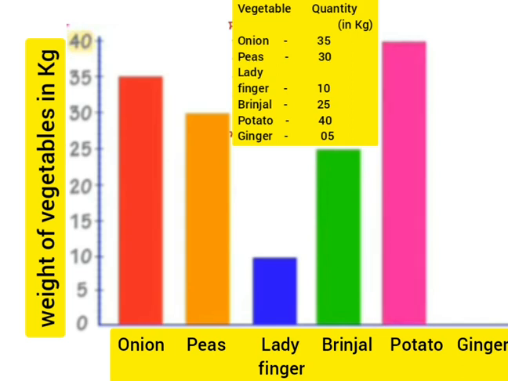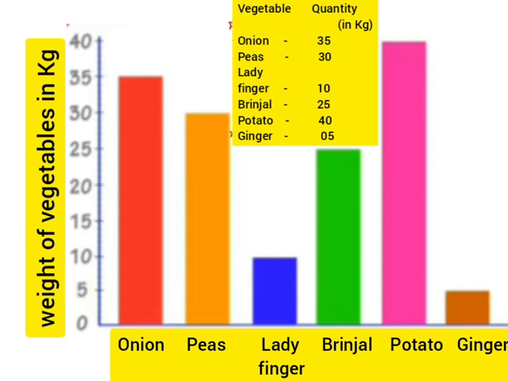Now the last item is ginger. 5 kg of ginger is to be represented, and we will draw another bar up to the mark 5 kg on the scale to show ginger. This is how we represent data in a bar graph.